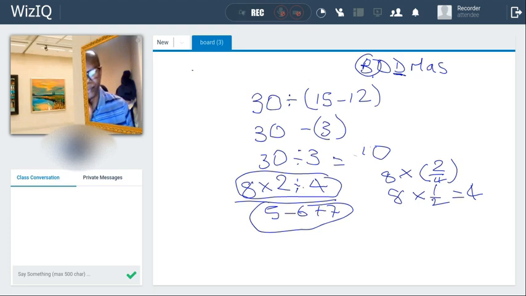Okay, the bottom is going to be, yeah, we have minus, we have plus. Okay, so if we get there, you find addition comes first. So it's going to be 5 minus bracket, 6 plus 7.